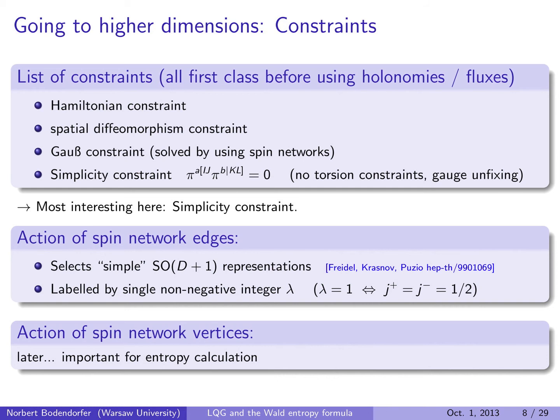Now, for this talk, what is going to be most interesting are actually the simplicity constraints. And for now, we just need to know how they act on an edge of a spin network. So this is known, and what they do is they select so-called simple representations of the group SO(D+1). And these simple representations are labeled by a single non-negative integer, a big lambda. So it's essentially a label like the J in the usual SU(2) theory.